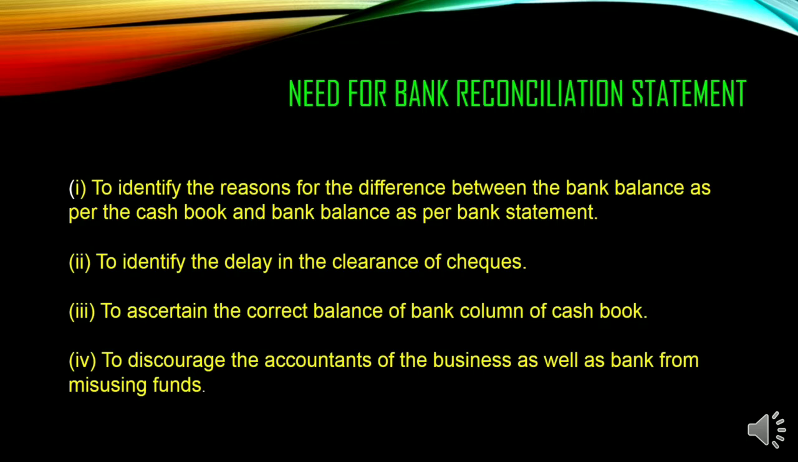Next, to attain the correct balance of the cash column of the cash book. It is to know the correct balance and the transactions behind it, because if there is a difference, the transactions that made the difference have to be known. The last one is the main thing: they want to know if any fraudulent practices or misuse of funds have taken place. By making a cross check, they can identify the fraudulent practices that have taken place on that day.